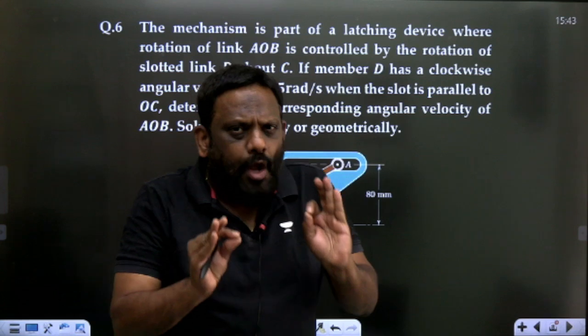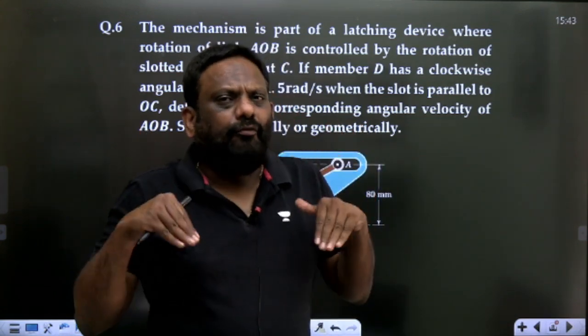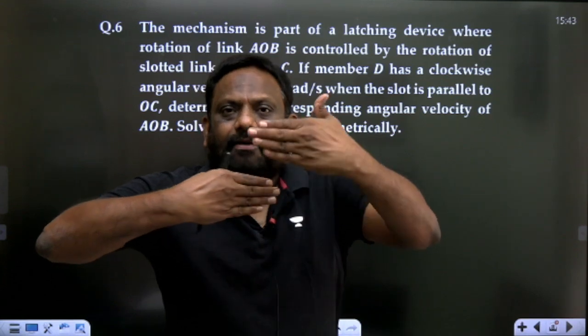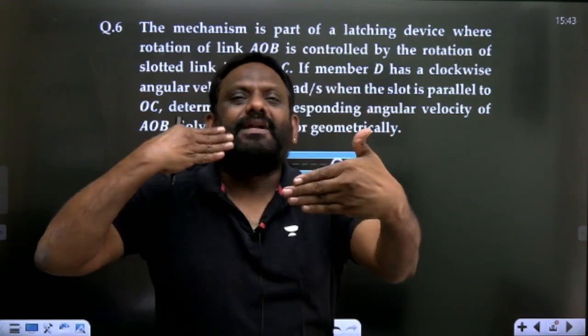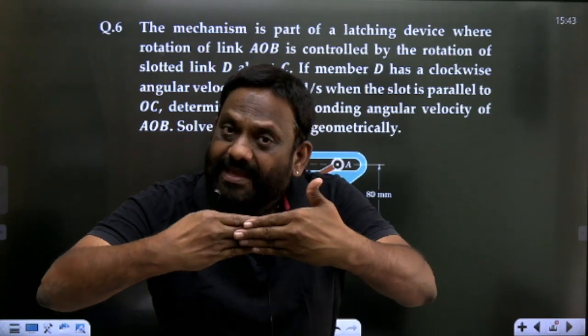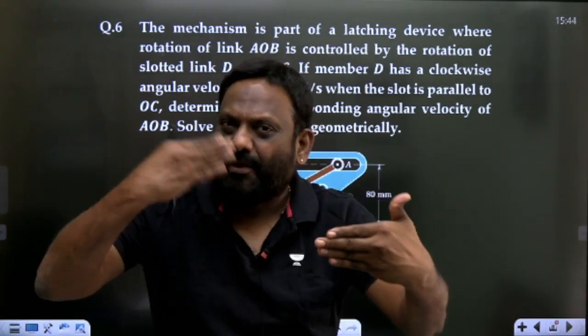Let us take coincident points. What do you mean by coincident point? For example, both are together. One point is on this link, one point is on this link. So दोनों coincident हैं, तो एक ही point, लेकिन that one point is on this link, one point is on this link.